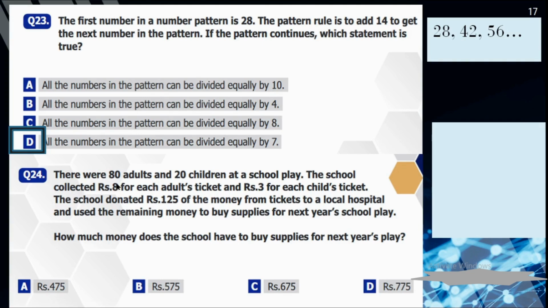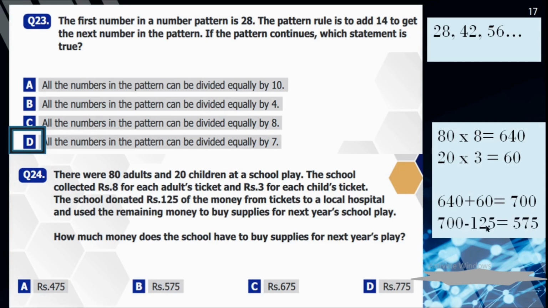So here let's find out the total first. There were 80 adults and rupees 8 was charged for each adult. So 80 multiplied by 8 is equal to 640. And similarly, we will multiply the amount of ticket for each child by the number of the children. So 3 multiplied by 20 is equal to 60. Now the total of both values is equal to 700, out of which they donated 125. So 700 minus 125 is equal to 575. So they have 575 rupees to buy the school supplies for the next year.